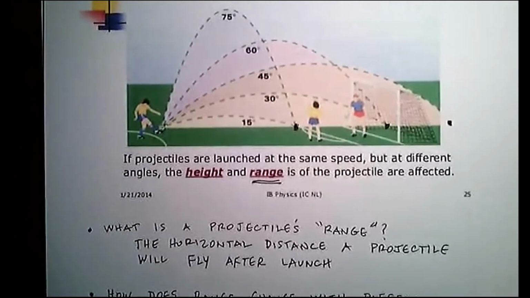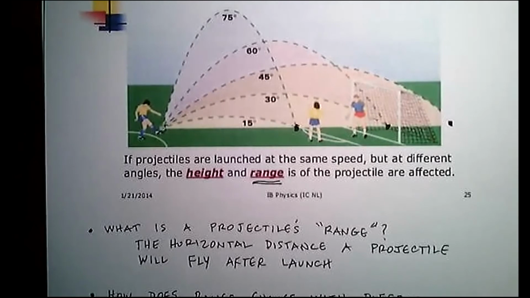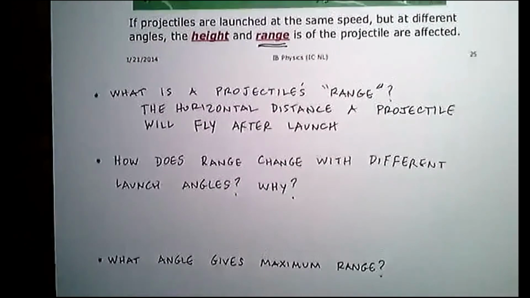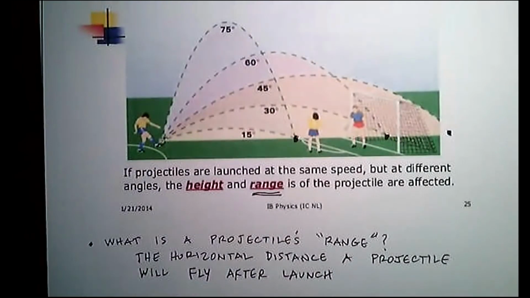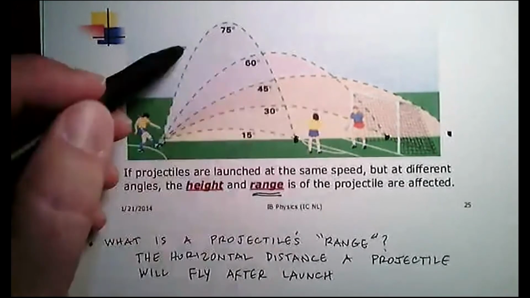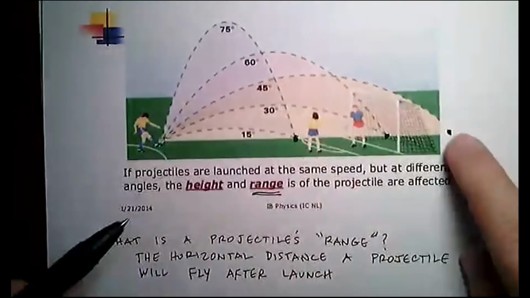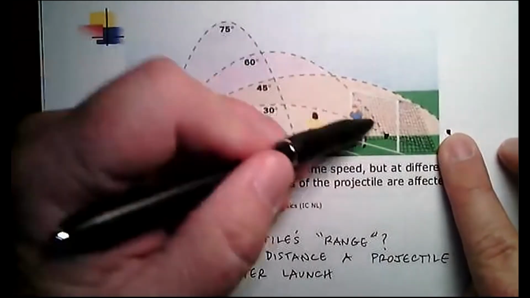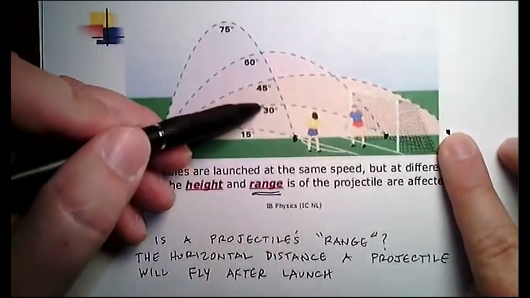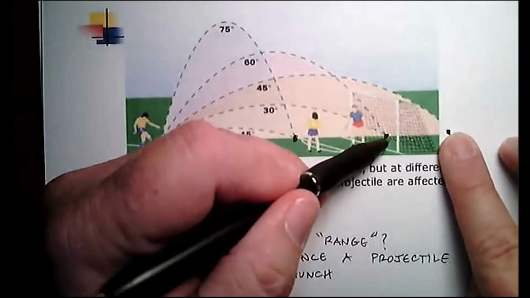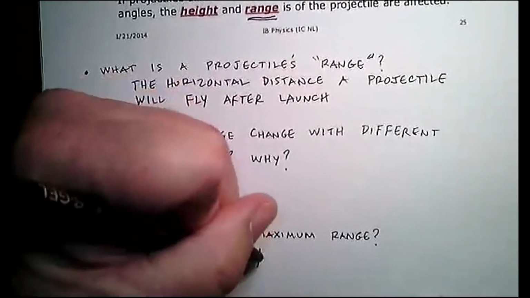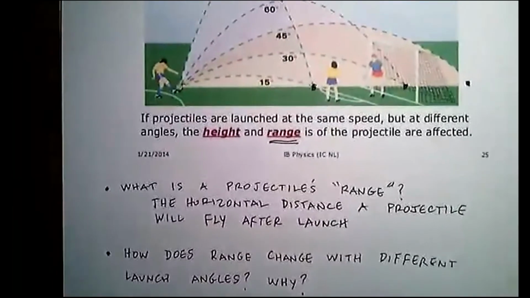It definitely does. I'll go down to the bottom here since we're talking about it. What angle gives the maximum range? If I look at this, of all of these, 45 seems to give the longest range. If I go higher than 45, up to 60, it's shorter. If I go lower than 45, down to 30, it's also shorter. So our maximum range is going to be at 45 degrees.